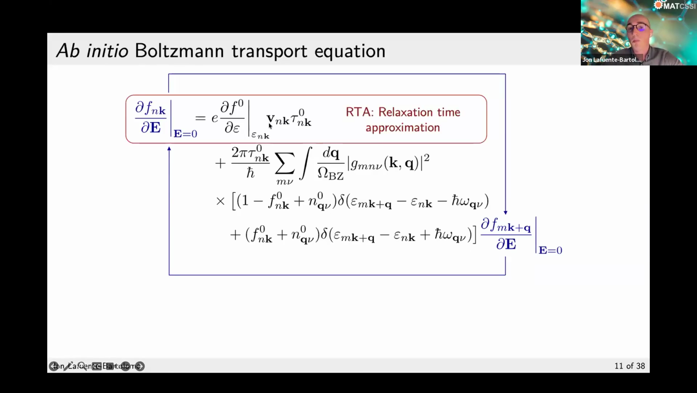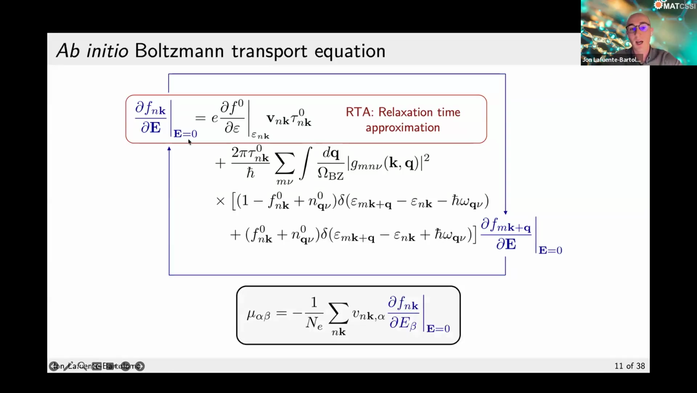So one thing that people have done in the past to make this equation simpler is to neglect completely this second term and to focus only on the first line. And this is typically called the relaxation time approximation to the Boltzmann equation, while the full solution of the Boltzmann equation is typically called the iterative Boltzmann transport equation. So one can solve this equation with either the RTA or the full one. And after replacing the solution of this equation in the expression I gave you before, one can compute the mobility in practice. So this is how you will compute the mobility later in the hands-on session.